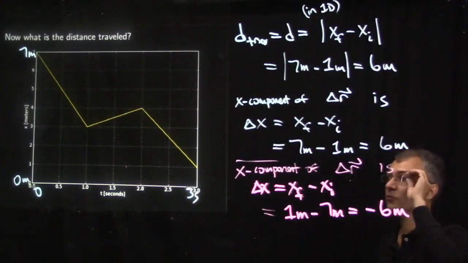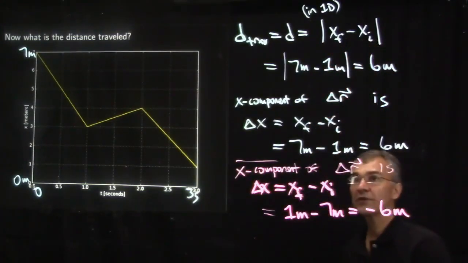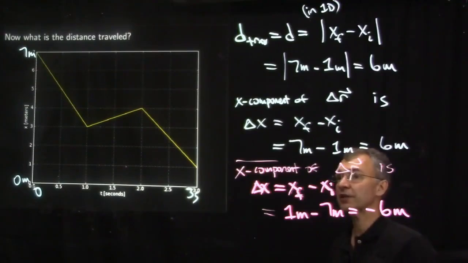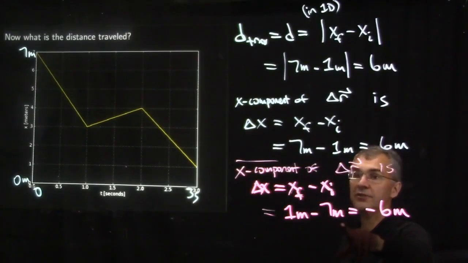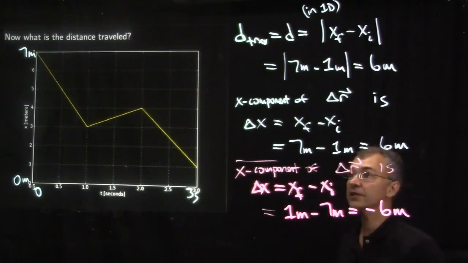Oh, now in this case, whoa, okay. What is the distance traveled? Well, we can look and see which of these things are still true before we erase them. You see, x final is still 1 meter, and x initial is still 7 meters. So the x component of displacement is still minus 6 meters, for example. But what is the distance traveled?